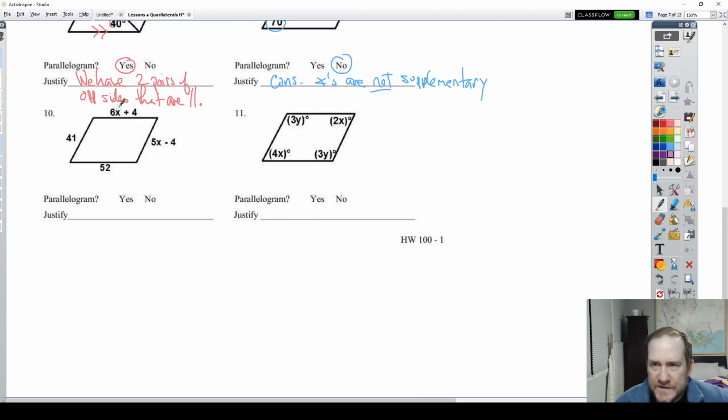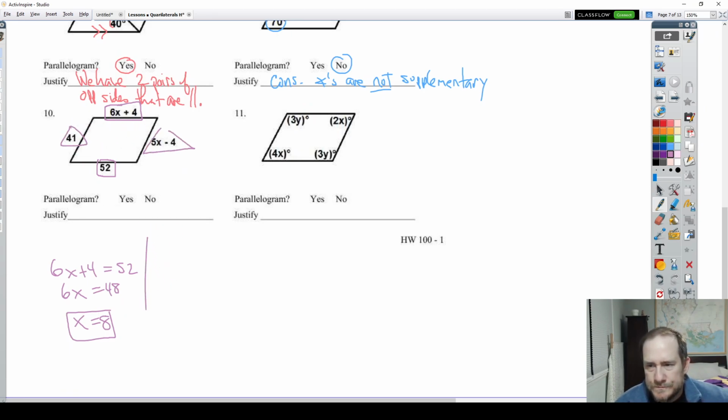So for this, if we're trying to decide if we're a parallelogram, then I would assume that these are the same. So you go 6x plus 4 equals 52. Solve by subtracting 4. So this drops down to 48. Divide by 6, you get 8. Now let's check the other pair, the 41 and the 5x minus 4. So add 4, you get 45, divide by 4, you get 9.